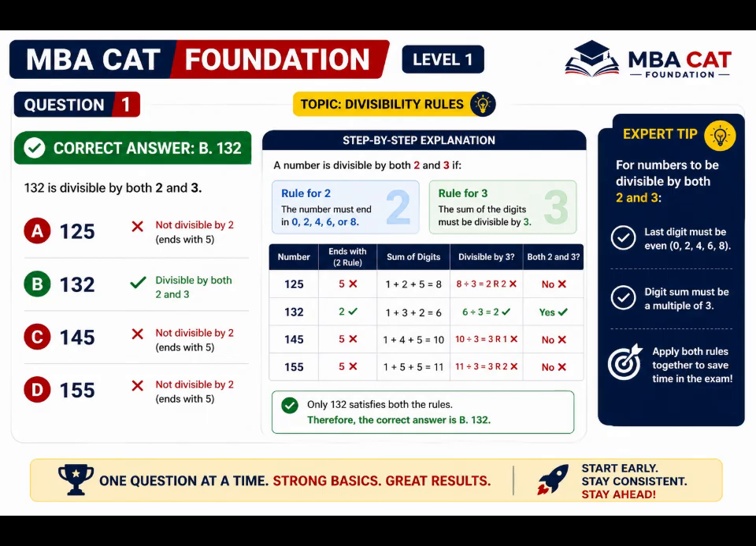Remember this tip. Whenever a CAT question asks whether a number is divisible by 6, don't perform long division. Simply remember that 6 equals 2 multiplied by 3. So, first check whether the number is divisible by 2, and then check whether it is divisible by 3. If both conditions are satisfied, the number is automatically divisible by 6. These simple shortcuts can save valuable time during the CAT examination. Let's move on to the next question.